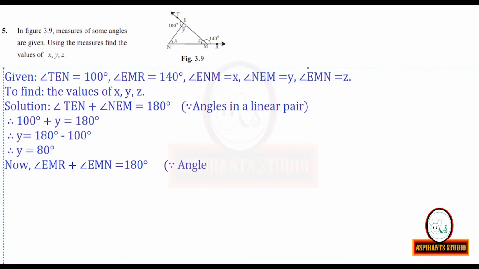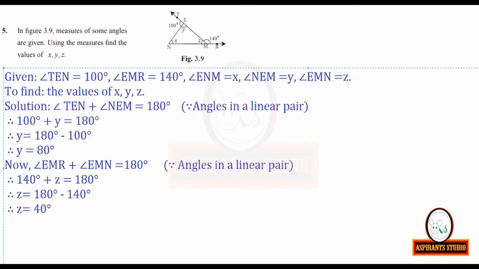Now similarly we have angles in a linear pair. Angle EMR and angle EMN are angles in a linear pair. Now substitute the value of measure of angle EMR to be 140 degrees. Then you get 140 degrees plus measure of angle EMN, which is z, that is equal to 180 degrees. Therefore z is equal to 180 minus 140 degrees. Therefore z will be equal to 40 degrees.